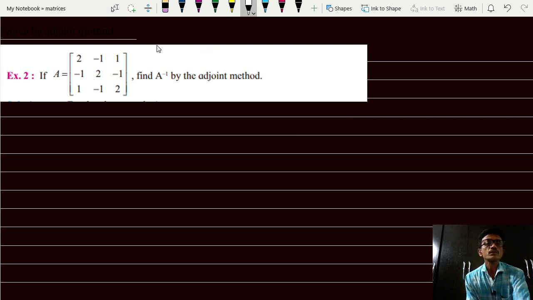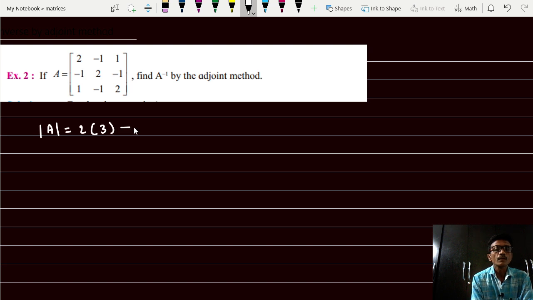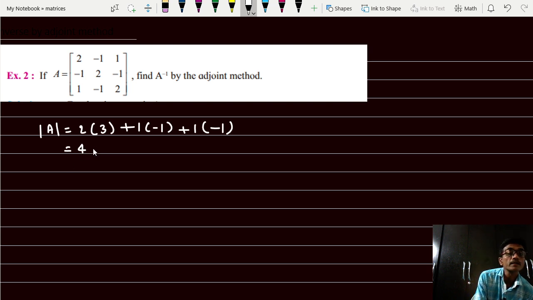Now we solve question number 2. Here we find the inverse of this matrix by the adjoint method. So the determinant of A is to be found out first. Determinant of A is 2 into 4 minus 1, that is 3, then plus 1 into minus 2 plus 1, which is minus 1, then plus 1 into 1 minus 2, that is minus 1. So 6 minus 2, that is equal to 4. That is the determinant of this matrix. Clearly it is not equal to 0.